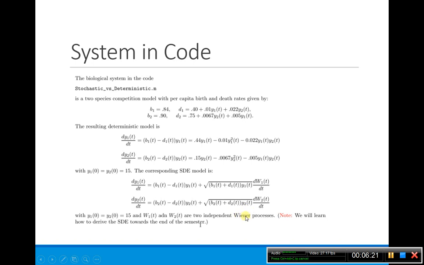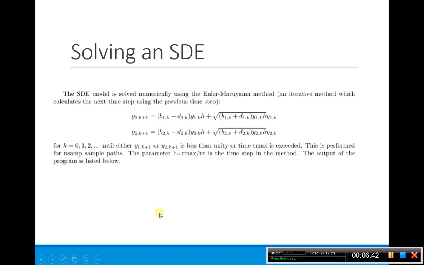And again, you don't have to know how to get from one to the other. This will all be covered in the SDE section, the SDE module for this course. Well, I'll actually have you derive, probably even this one, at the end of the semester. So you will actually derive this, but for now I just want you to see the output.